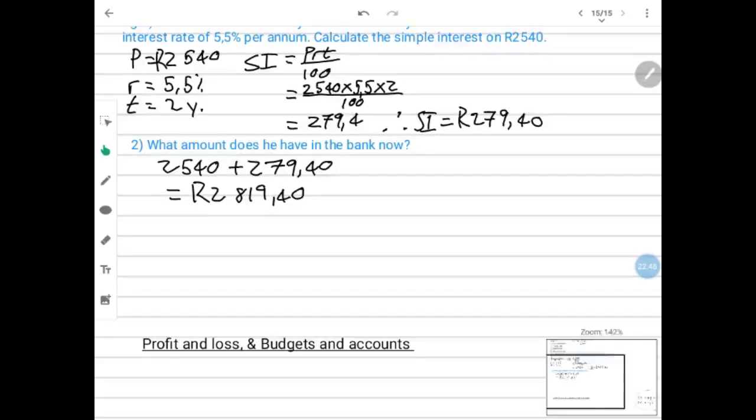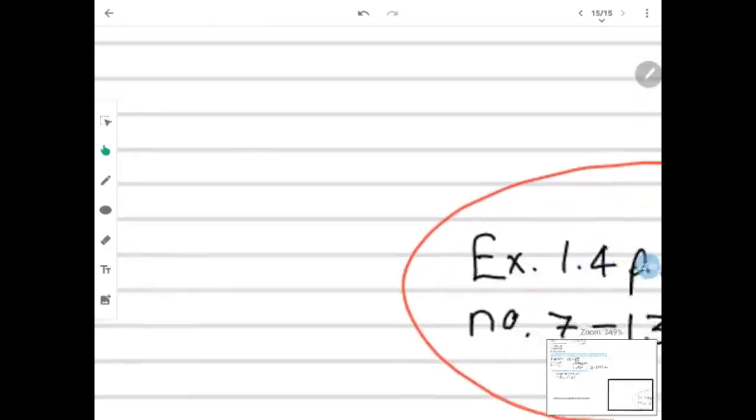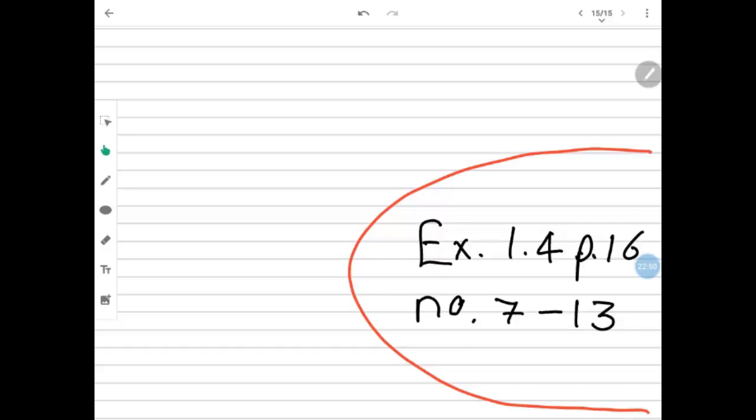Your homework will be the following: Exercise 1.4, page 16, numbers 7 to 13. Please do that. Next week when you come to school, I want you to be done. Girls, you have to be done on Monday when you come to school. Boys, you have to be done on Tuesday when you come to school. Please make sure that you are done.